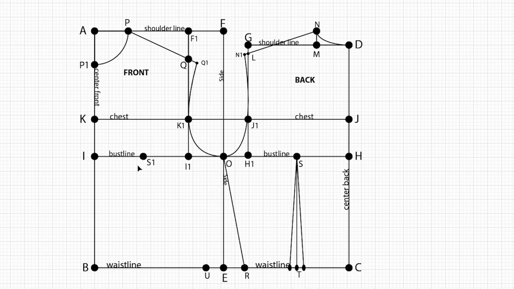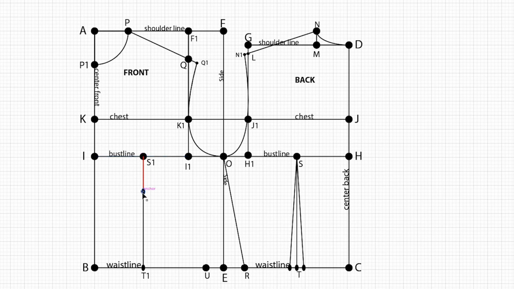And then I'm going to go ahead and draw a 90-degree angled line. I'm going to draw a line from S1 all the way down to my waistline. As you can see, I drew my line down to the waistline and I labeled that point T1. Now I want you to go to point S1 and measure down 2.5 inches on that S1 and T1 line. As you can see here, I've measured 2.5 inches down from S1 and I created a point.